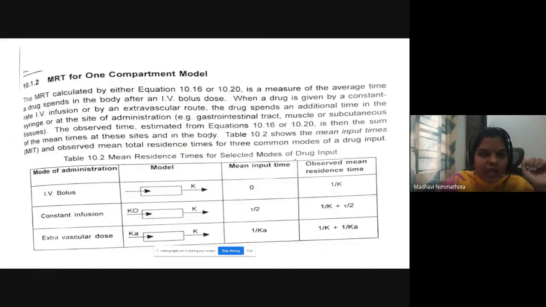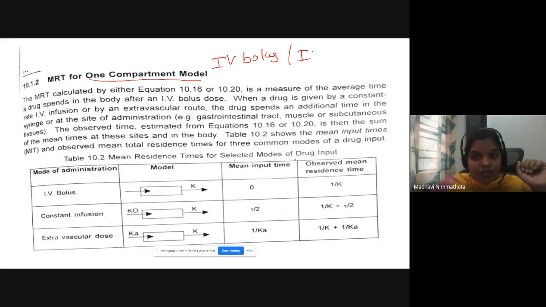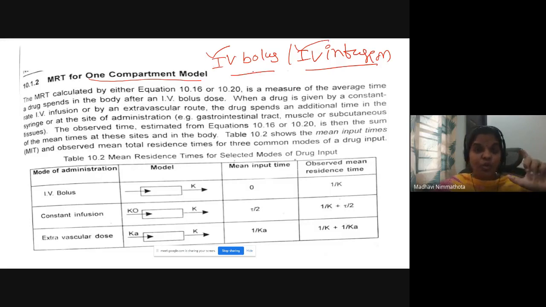So for calculating MRT through the one compartment open model, it does not matter whether it is IV bolus or IV infusion. Generally, under the one compartment open model, we learned through IV bolus and through IV infusion. There is only one difference between these two dosage administrations. In the case of bolus, the drug release takes place at a time. In the case of infusion, the drug release is slow and steadily continued for prolonged periods of time.